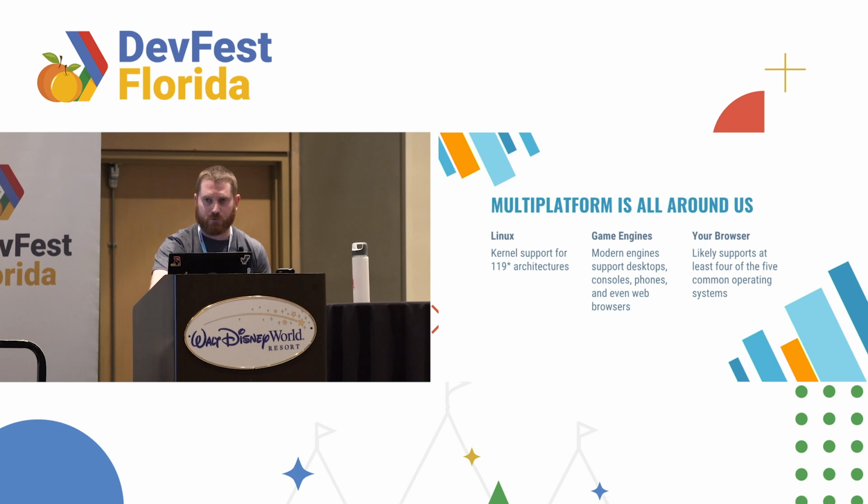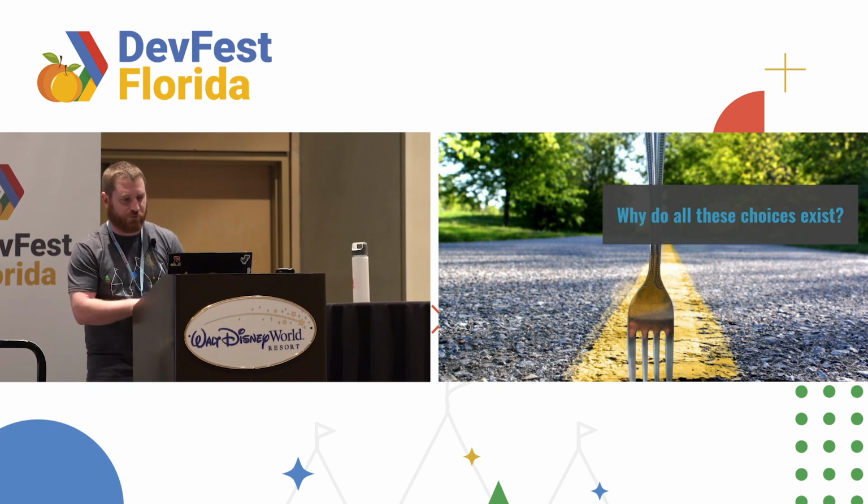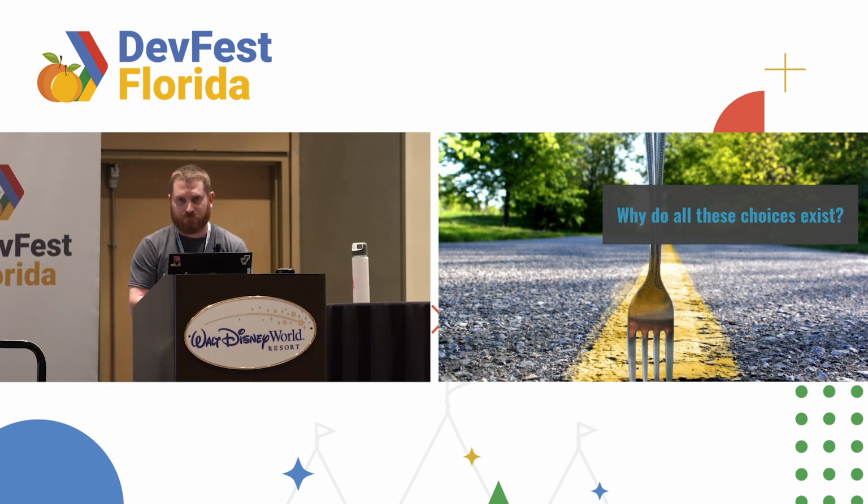All right, and your browser. Your browser is probably the most common one. Like, they didn't make Chrome 5 times. They just made it once and tweaked it a little bit for the UI that they needed on every platform, which is really what Kotlin Multiplatform is all about, right? So why do all these choices exist? Anybody?